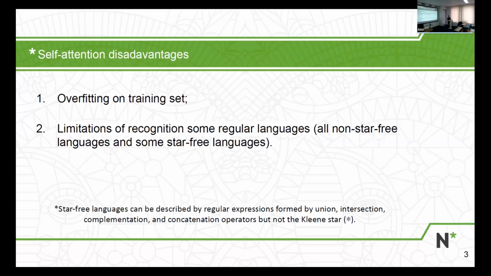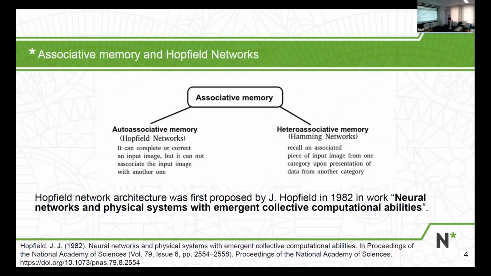And these disadvantages made researchers look for some solutions, some analysis of self-attention. One of them was associative memory. The concept of associative memory is based on ideas about human memory. Some objects can generate areas of memories associated with these objects.